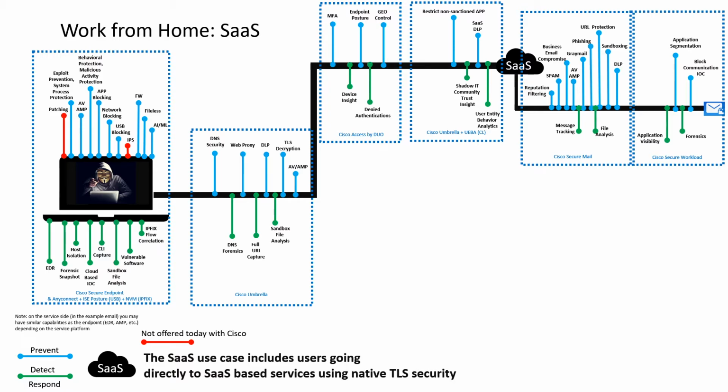SaaS-based services, so nothing really new here except when we get into some of the sanction-based controls, shadow IT, and community trust ratings. And so Cisco Umbrella would certainly satisfy most of those requirements. You may need more of a cloud access security broker type function, and that's certainly where you can start looking at the CloudLock component that Cisco provides as well. But certainly the need there would be covered under both Umbrella and/or CloudLock. So that's that use case.